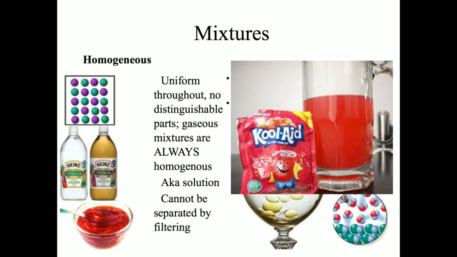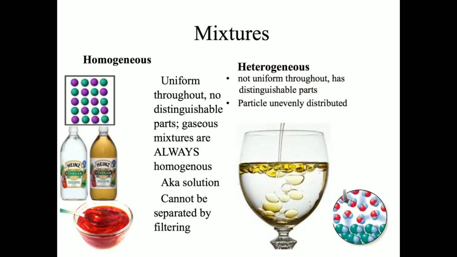Homogeneous mixtures are mixtures that are uniform throughout, so they have no distinguishable parts, like chocolate ice cream. Gaseous mixtures, like the air we breathe, are always homogeneous. Homogeneous mixtures with water are called a solution, and they can never be separated by filtering. Their formulas will end with a subscripted AQ for aqueous. Again, that just indicates a mixture in water.